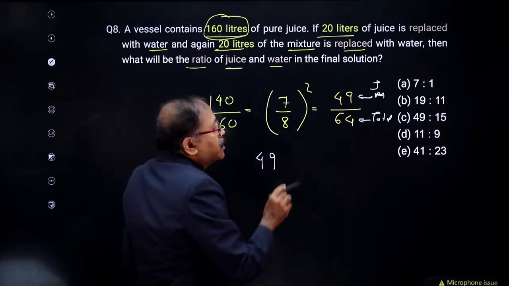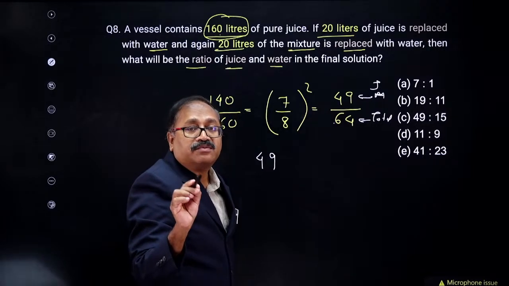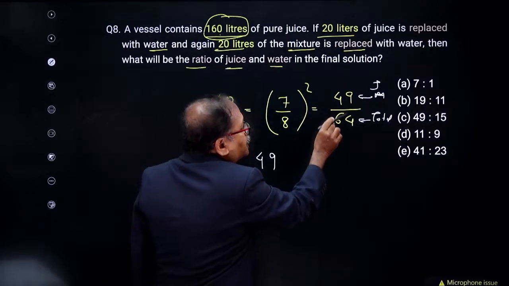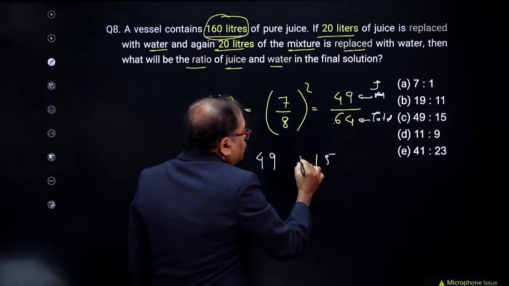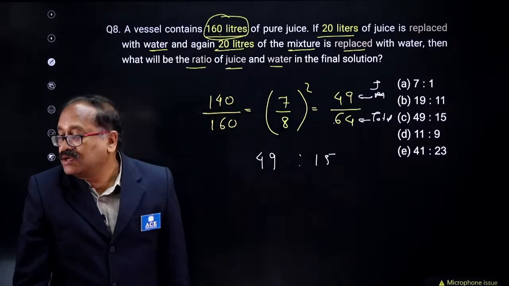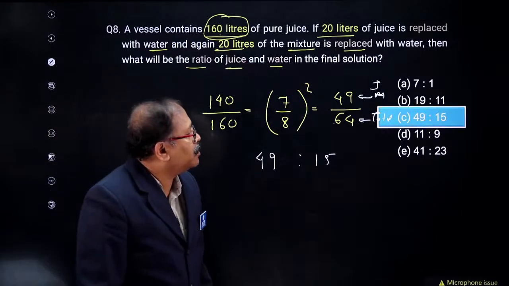But what will be the water? The total mixture minus juice will be the water. So Mr. Aman, look here, that is 64 minus 49, which is 15. So your answer is 49 is to 15. Option B, wow. Option C.